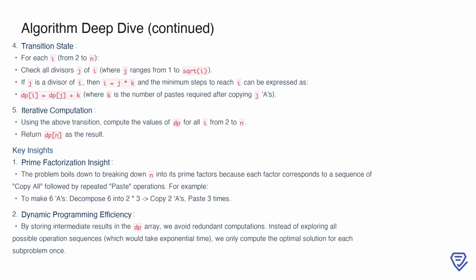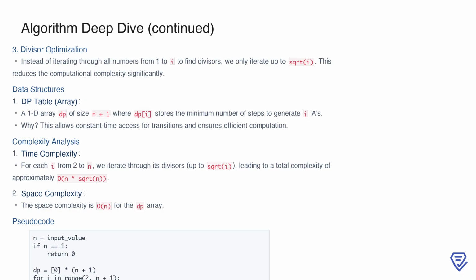The key idea here is that the problem reduces to breaking n into its prime factors because each factor corresponds to a sequence of operations involving one copy all followed by multiple paste actions. By storing intermediate results in the dp array, we avoid redundant computations and achieve a significant efficiency boost. To further optimize the solution, we only iterate up to the square root of i when finding divisors. This reduces the computational complexity significantly, as we don't need to check all numbers from 1 to i.